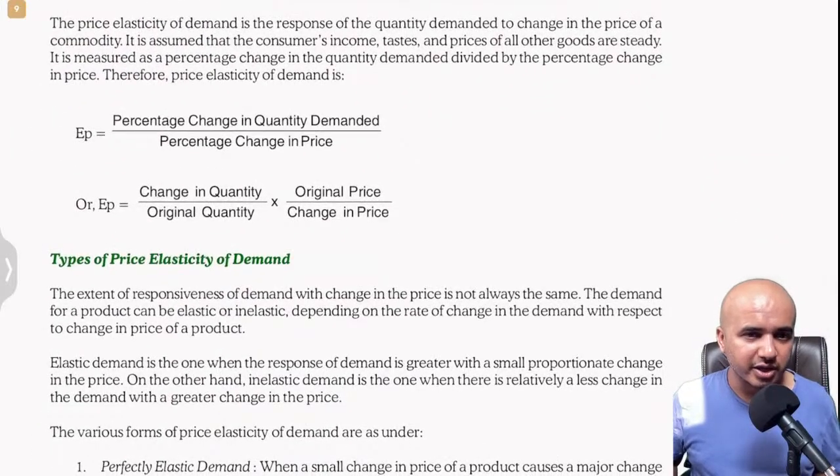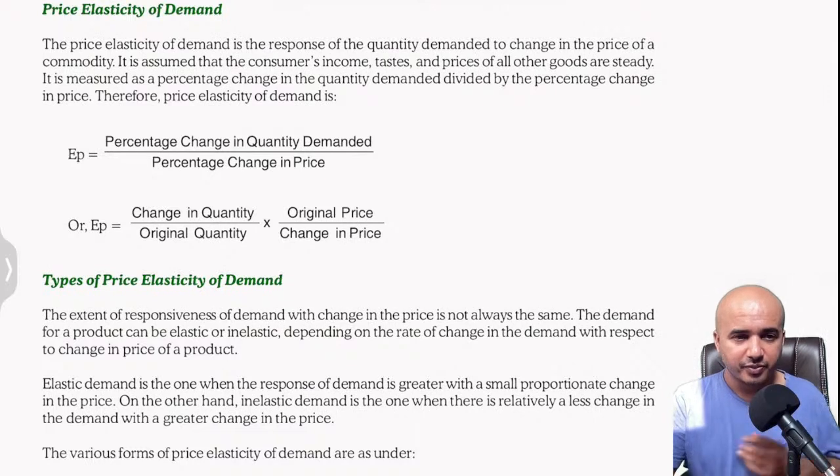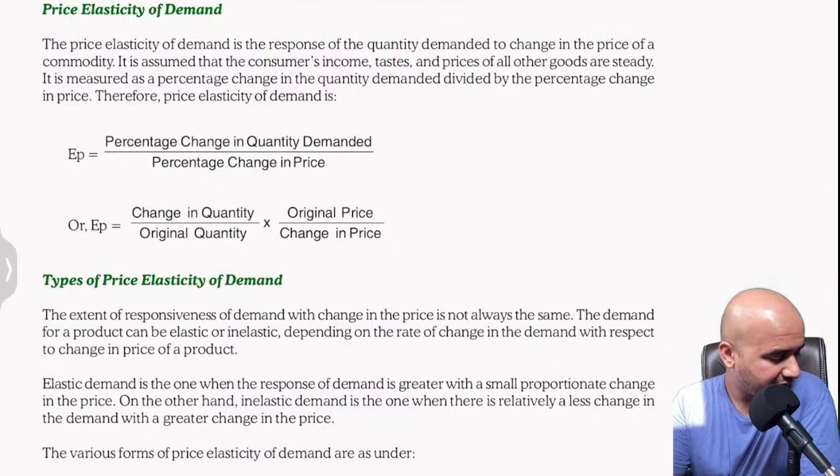So let's look at the formula here. The price elasticity, here we are now specifically referring to price elasticity. Earlier we were referring to elasticity with respect to all the variable factors, whereas here we are only referring to price elasticity. That means how is the demand responding to the changes in the price of the particular commodity. Let's read. The price elasticity of demand is the response of the quantity demanded to change in the price of a commodity. It is assumed that the consumer's income, tastes and prices of all the other goods are steady.